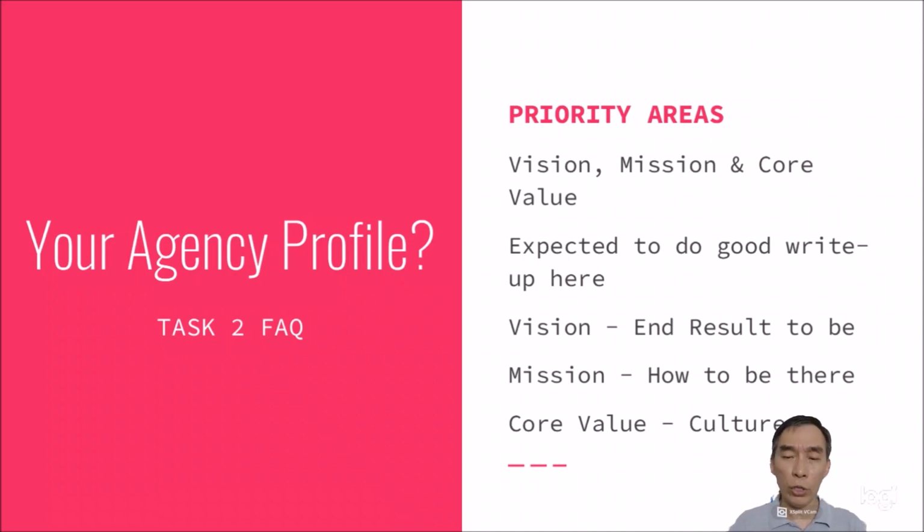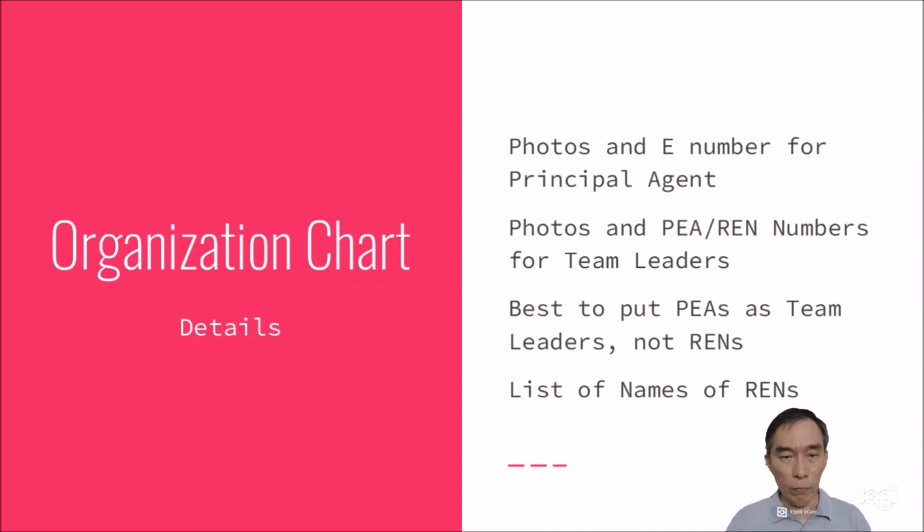Differentiate yourself. And the core value, usually you are looking at a culture that you want to inculcate among your negotiators. Don't be too simple. Sometimes write a fair bit, maybe one small paragraph or a few points for the core value, and a few points for the mission. Let's go to the organization chart.